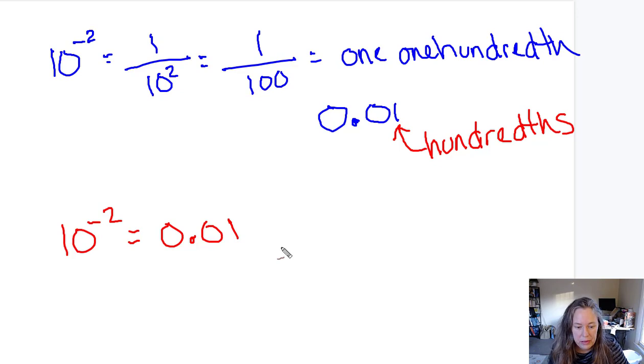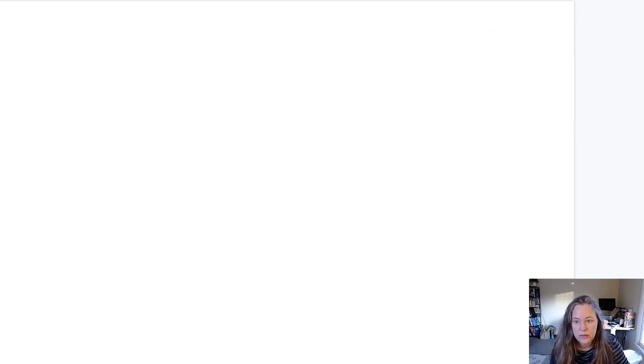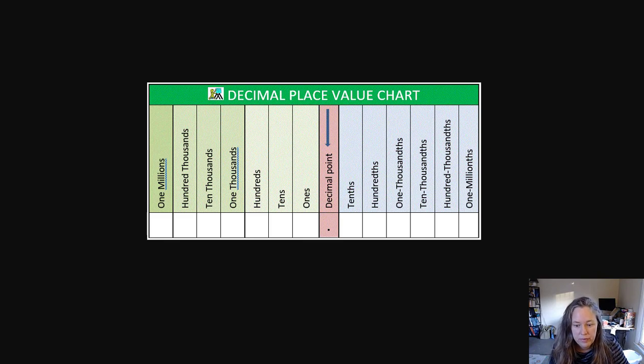So I'm going to show you on a place value chart. I'm going to erase this. We're going to go to a place value chart, and we're going to just look at our powers of 10. Pretty much everybody was comfortable here. 10 is 10 to the 1. 100 is 10 to the 2. 1,000 is 10 to the 3. 10,000 is 10 to the 4. 100,000 is 10 to the 5. And 1,000,000 is 10 to the 6.